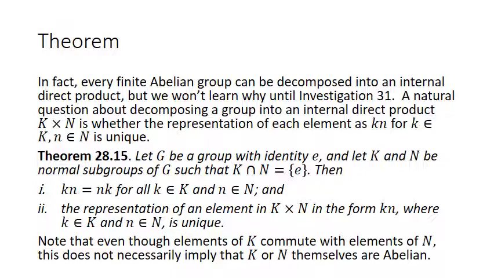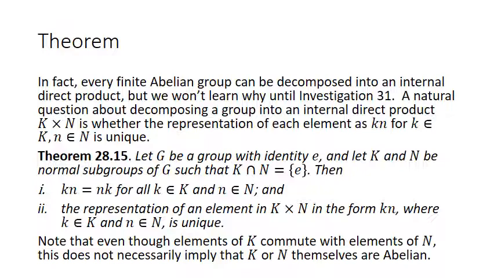So Theorem 28.15: let G be a group with identity e, and let K and N be normal subgroups of G, such that their intersection is just the identity. Then we have the following two things. So first of all, there's one about commutativity. So little k times little n equals little n times little k for all of the little k's in big K and all of the little n's in big N. So that's interesting. And then secondly is about the representations being unique. So the representation of an element as k times n, in the form kn, where the little k is in the big K and the little n is in the big N, that is unique. So there's not multiple ways to do it.